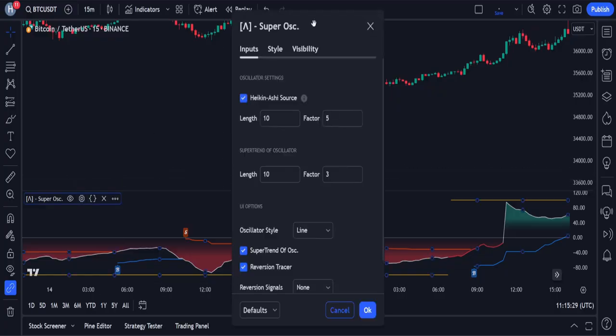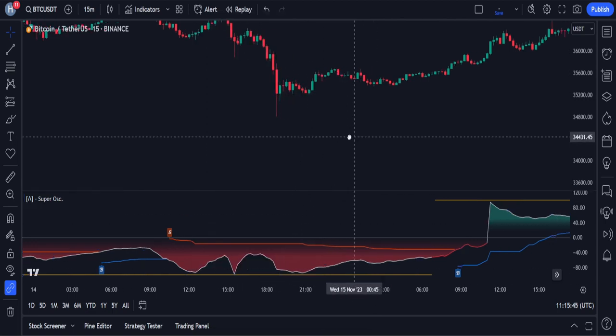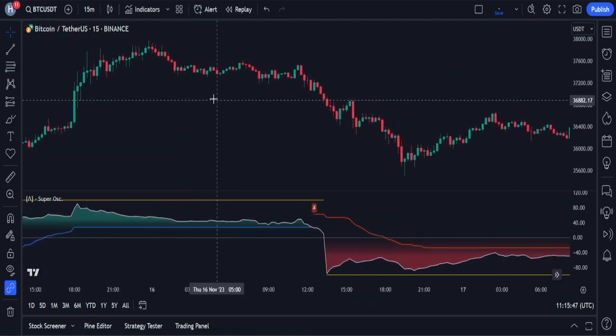In the settings of the indicator for reversion signals, if you turn on both options, this indicator will show overbought and oversold signals when the oscillator goes beyond these levels. I didn't find them very useful, so we'll turn them off. The buy and sell signals given by this indicator are accurate, but still it is not a good idea to use it on its own.